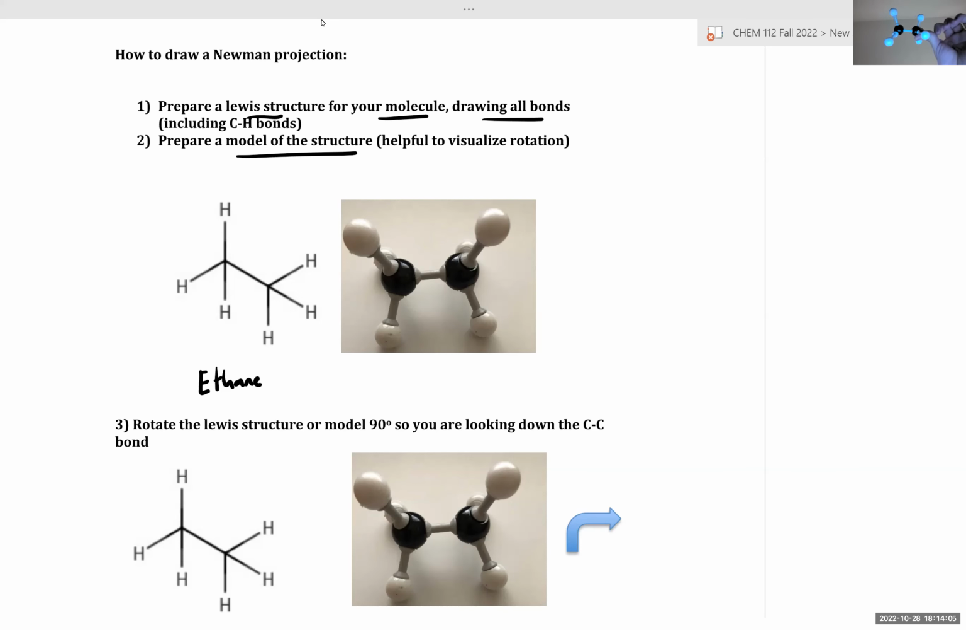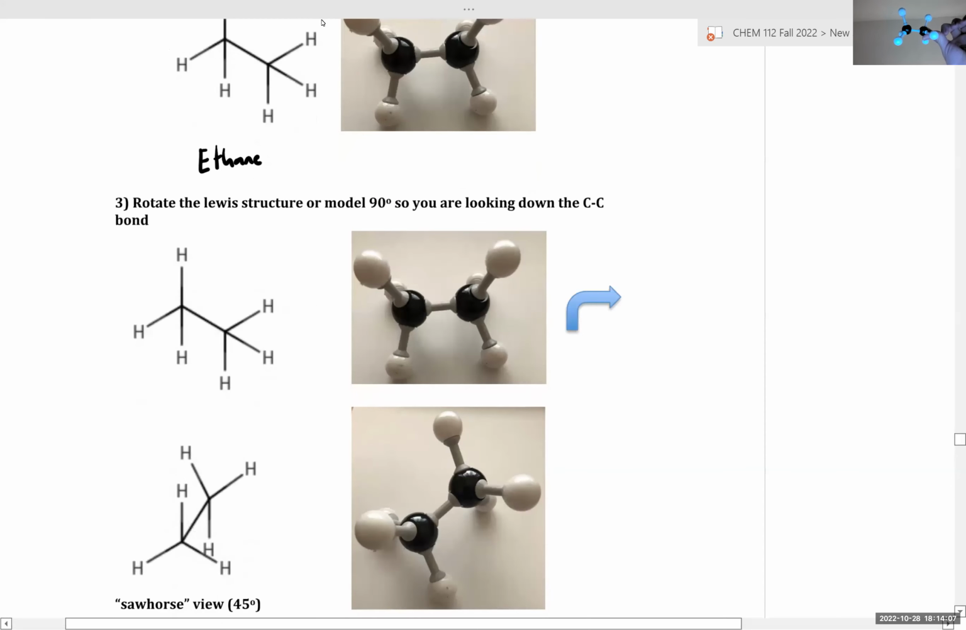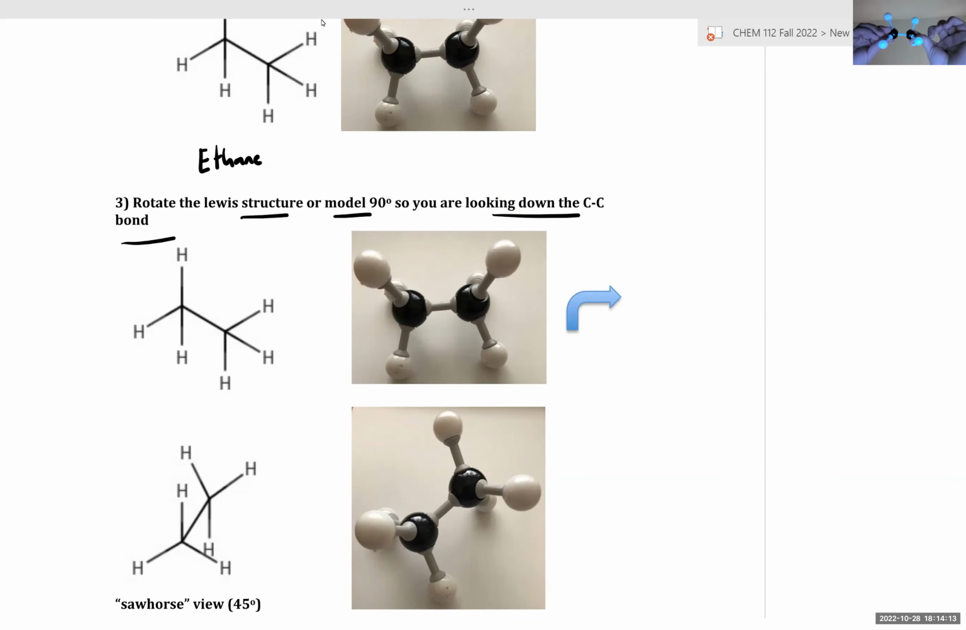Now, our first step in this process is to rotate the Lewis structure or model so that you're looking down the carbon-carbon bond. So I'm going to take this model and I'm going to rotate it. So now, as you can see, we're directly staring down and directly viewing the carbon-carbon bond. So this is what we're seeing in our model kit.